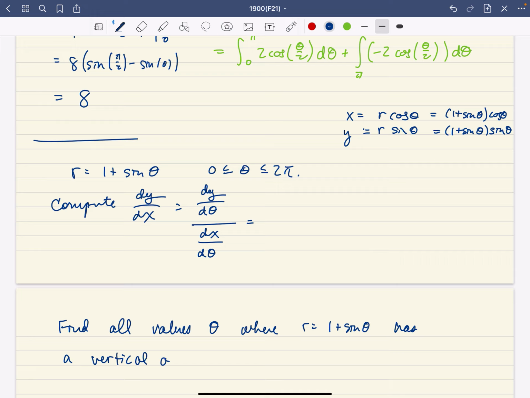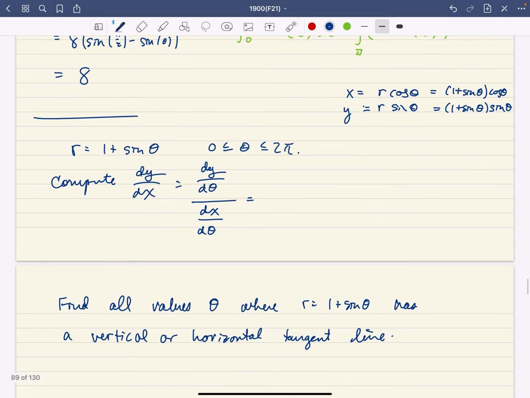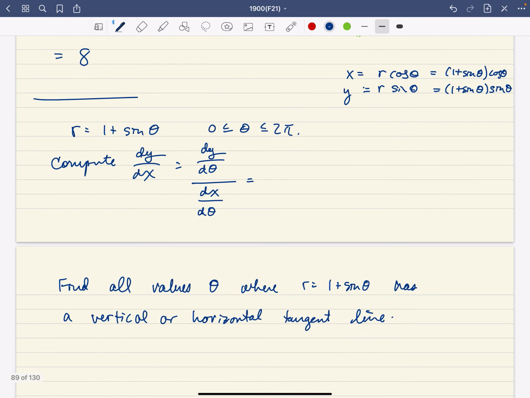Okay, so it has a vertical or horizontal tangent line. All right, so that's our goal, and now we need to get to work. So our y, let's write it one more time: our y is sine theta plus sine squared theta. Our x is cosine theta plus sine theta cosine theta.